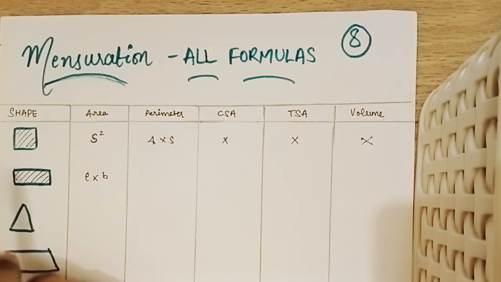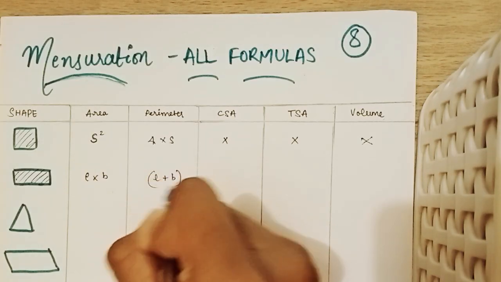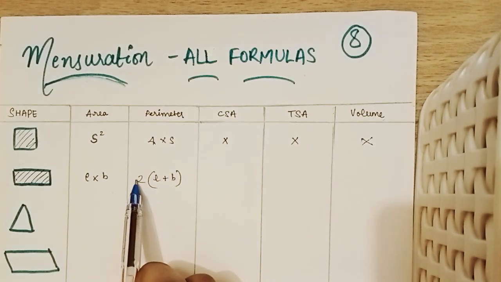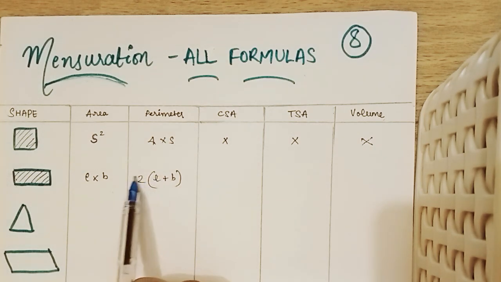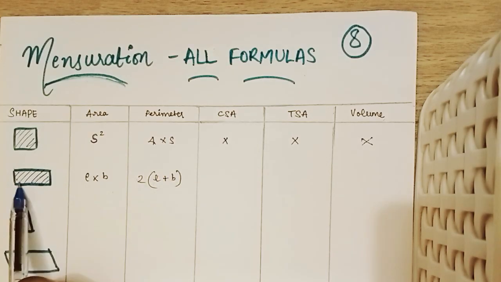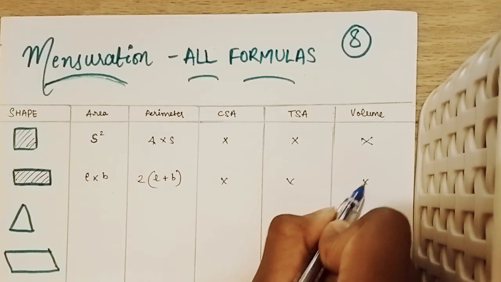And its perimeter is the boundary. How many lengths are there in a rectangle? 2 lengths. How many breadths are there in a rectangle? 2 breadths. So (L plus B) into 2. If you follow the distributive property, 2L and 2B. So 2L plus 2B gives you the perimeter of a rectangle. Again, since it is a 2D figure, there is no CSA, no TSA, and no volume.